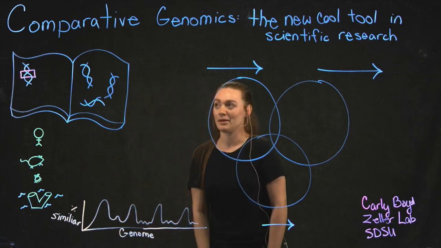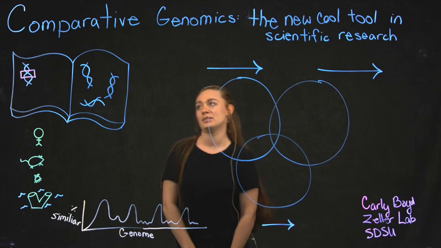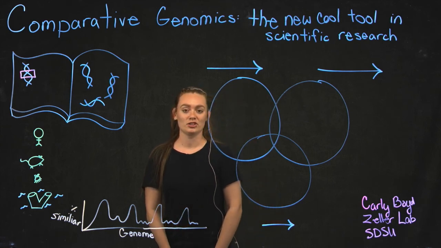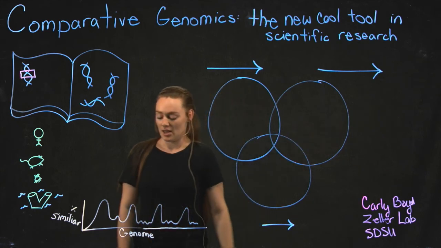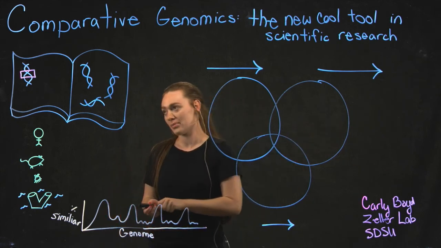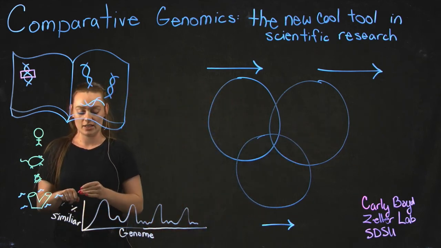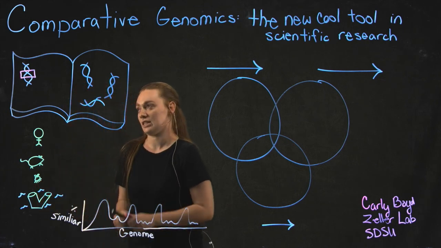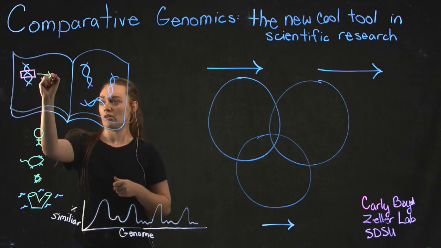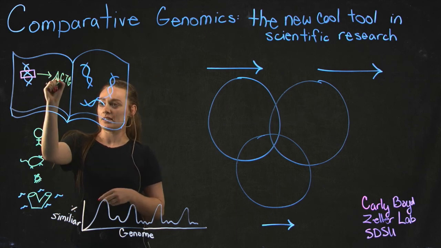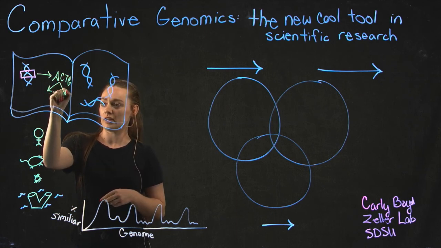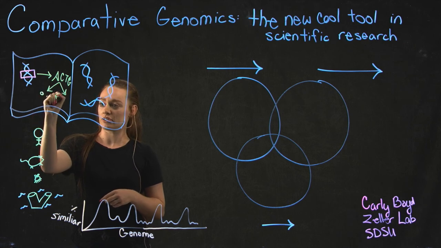I'm from the Zeller lab at SDSU, and today I'm going to be talking about comparative genomics, the new cool tool in scientific research. So most people know about DNA, and we know that it is composed of nucleotides encoded by letters A, C, T, and G. And these can code for either a protein or a certain function.